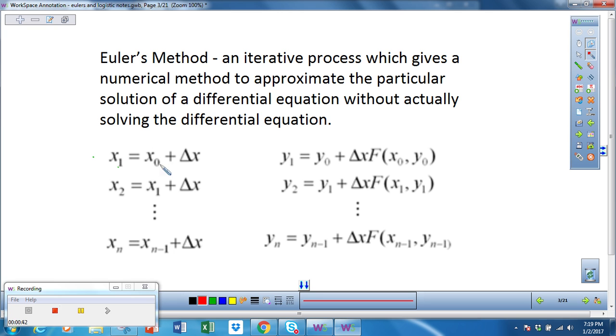So we start with finding the initial condition using the initial x, and then we add delta x each time to get the next x. The y value is given by the initial y value, or the previous y value, plus delta x, our step, times the function evaluated at your previous x and your previous y. So when you're doing this, you're always looking at the previous x or the previous y. Now, this becomes a lot easier when we just do a couple examples. So let's do an example.